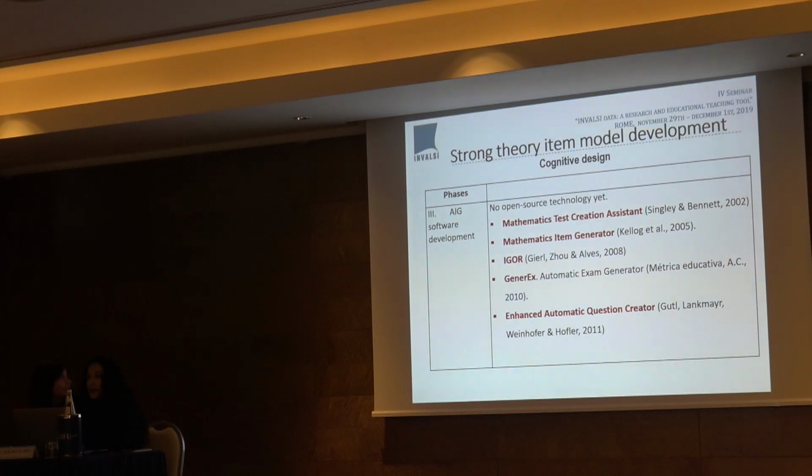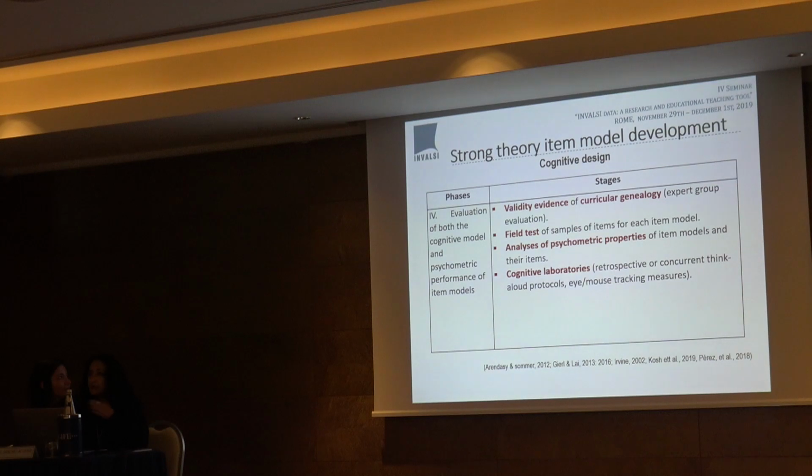And the third phase is when we create the software. By now, since the early 2000s, there are only 5 well-known softwares for automatic item generation that are functioning. They are not open source, not yet. Yes, unfortunately, and they are expensive. There is the Mathematics Test Creation Assistant, the Item Generator, the Igor, the Generex, which is from my country, Mexico, and the Enhanced Automatic Question Creator. So these are private firms, and they own the software rights, but it is not difficult. What you need is a very good programmer, and to know how to communicate what you want to the programmer.